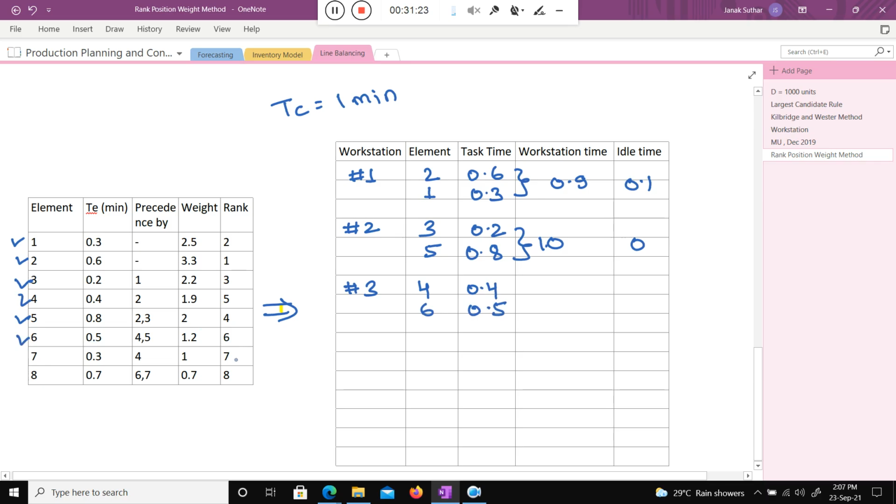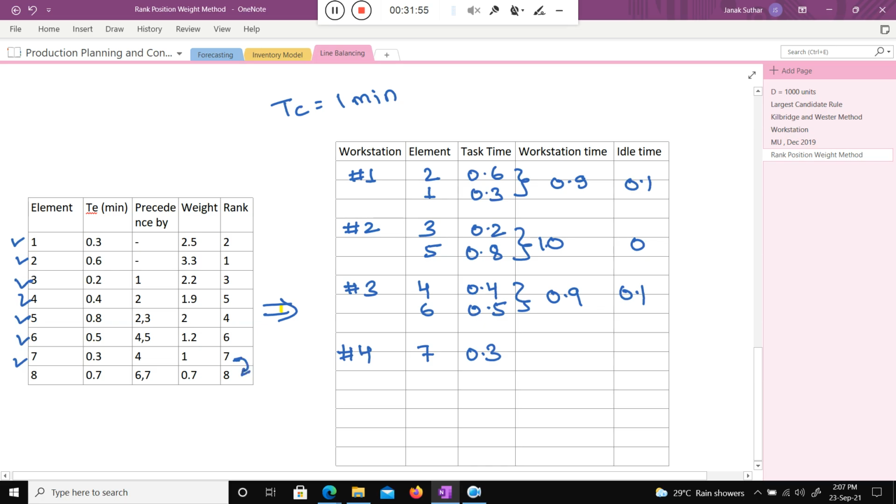Now when I talk about rank 7, class, can I allocate rank 7 in workstation 3? No, because it will exceed the cycle time limit, right? So what is the time here? 0.9. And what is the idle time? 0.1. I go to workstation 4, and there I will allocate work element 7 with task time 0.3. When I allocated 7, tick mark here, then I go for the next rank.